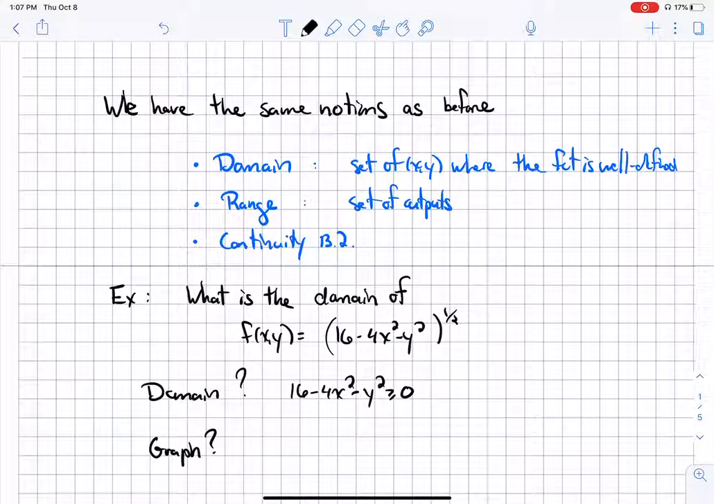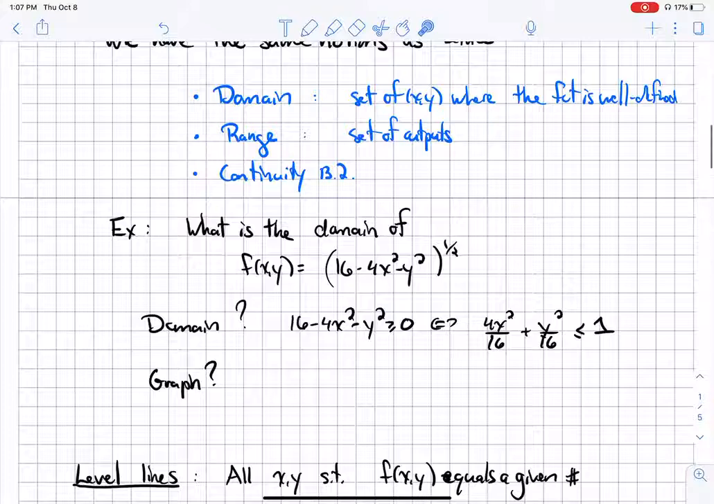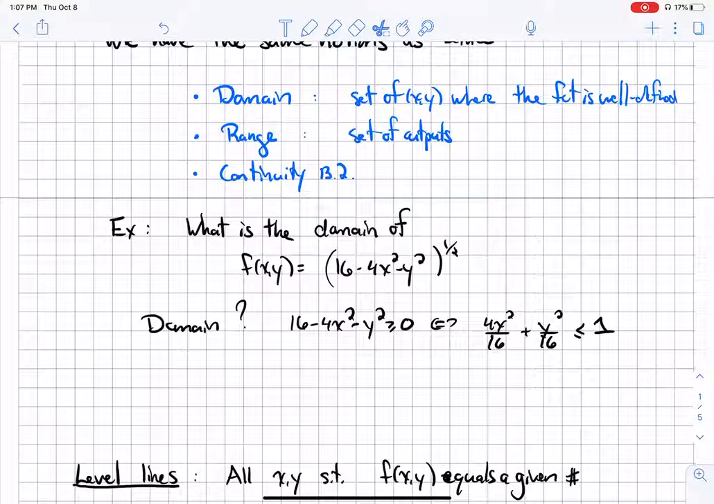If I rearrange this, this is the same as saying that 4x squared divided by 16 plus y squared divided by 16 is smaller or equal to 1. I'm just going to delete this. And so therefore the domain, we can actually draw in R2, right?